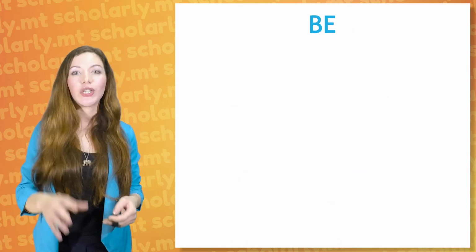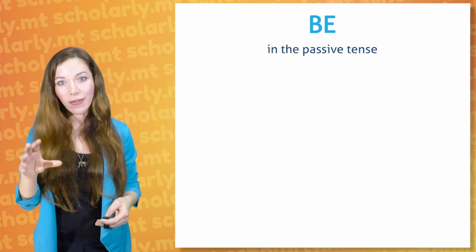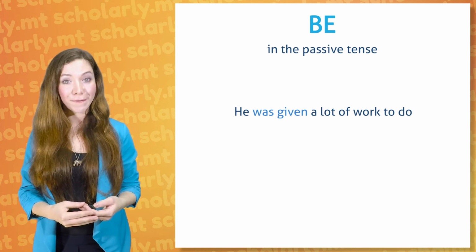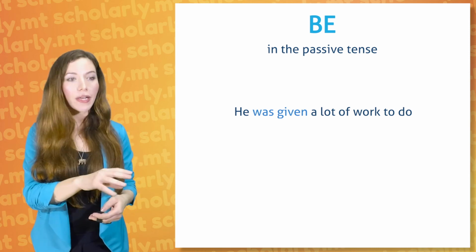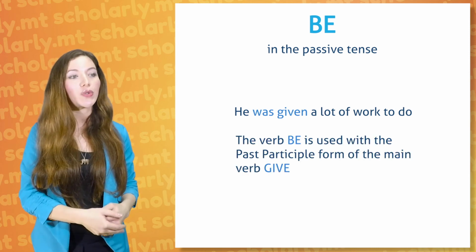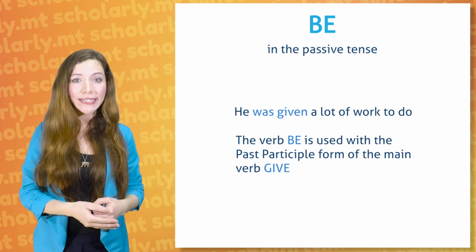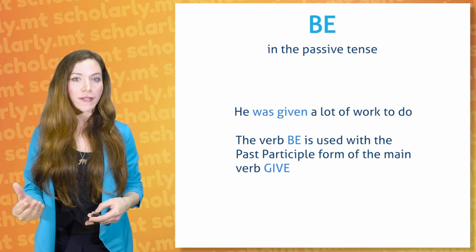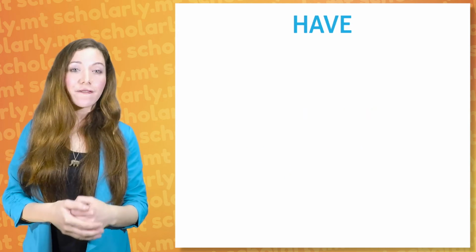Let's look at the auxiliary verb be in the passive tense. He was given a lot of work to do. So in this example, the be verb is used with the past participle form of the main verb give. He was given.